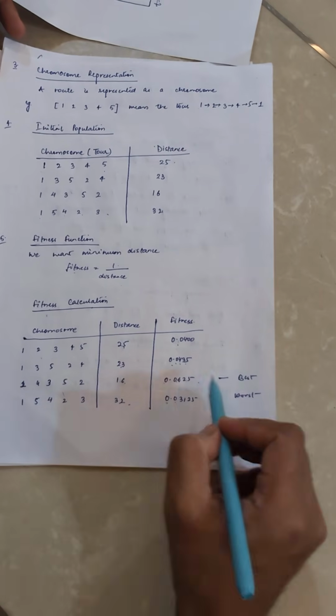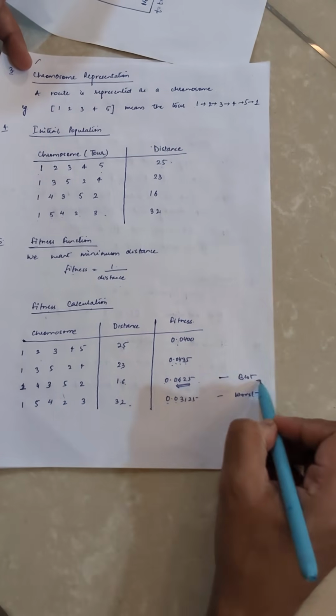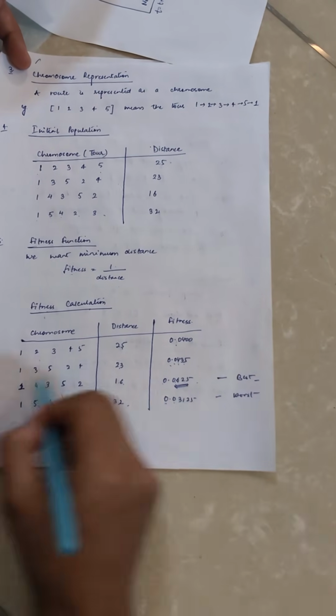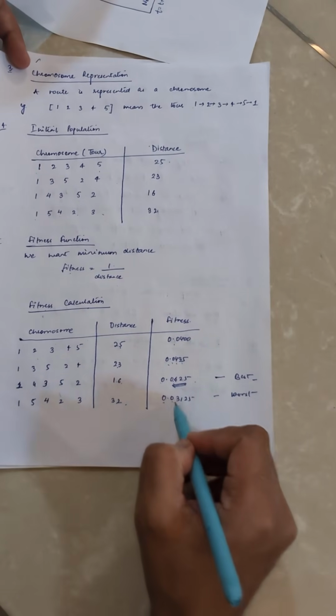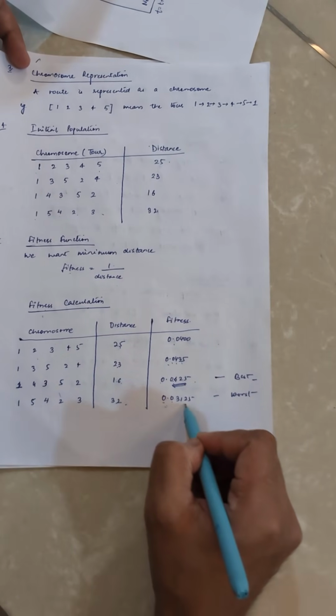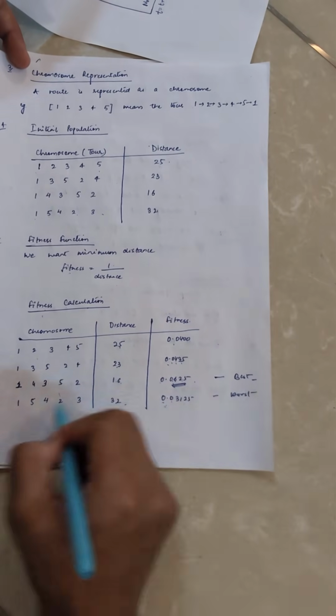Now here if you look at it, this 0.0625 is the higher fitness, right? So this is the best fitness that we have. This is the best chromosome that we have selected so far. Now for 32, the fitness is 0.03125, which is the least out of all selected, right? So this is the worst performing chromosome.